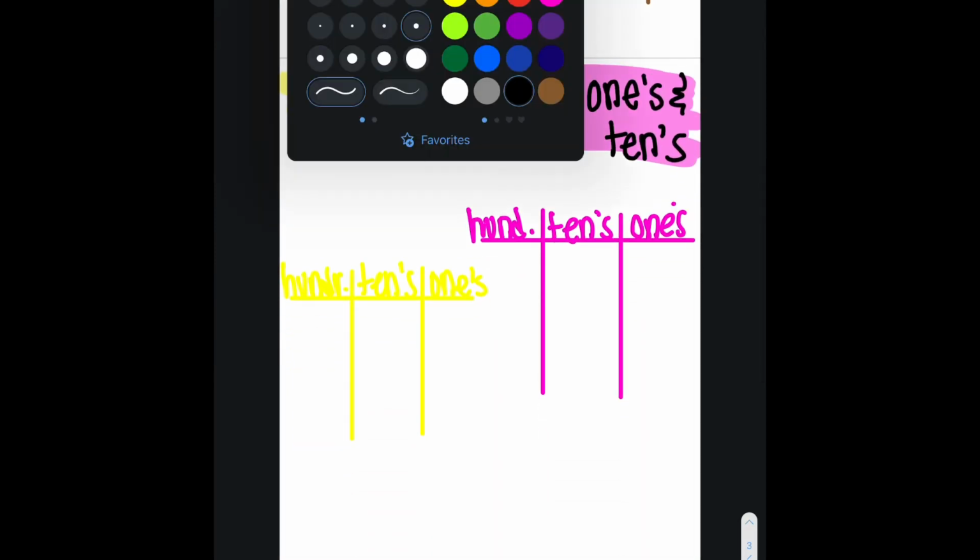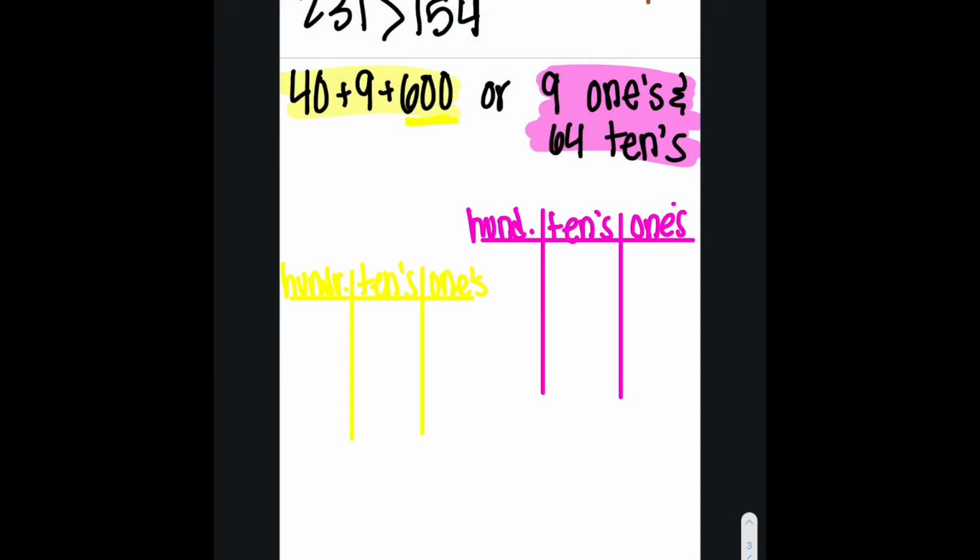So the yellow is 40 plus 9 plus 600, and the pink is 9 ones and 64 tens. So we're going to start out by drawing this. We know that there's 600 in the hundreds place because we can see that there, so we're going to draw 6 boxes in our hundreds area. And then we see that there's 4 tens because 40 is 4 tens. And then we have 9 ones in there.